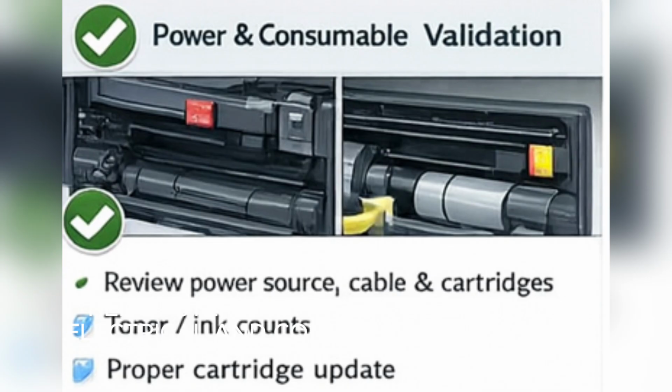Tier 3, Step 4, Electrical and Consumable Validation. We also need to do an electrical and consumable validation. Verify the power supply, the power cable, and the toner or ink compatibility. Make sure the cartridge is installed properly. Basic electrical issues can sometimes mimic complex failures.